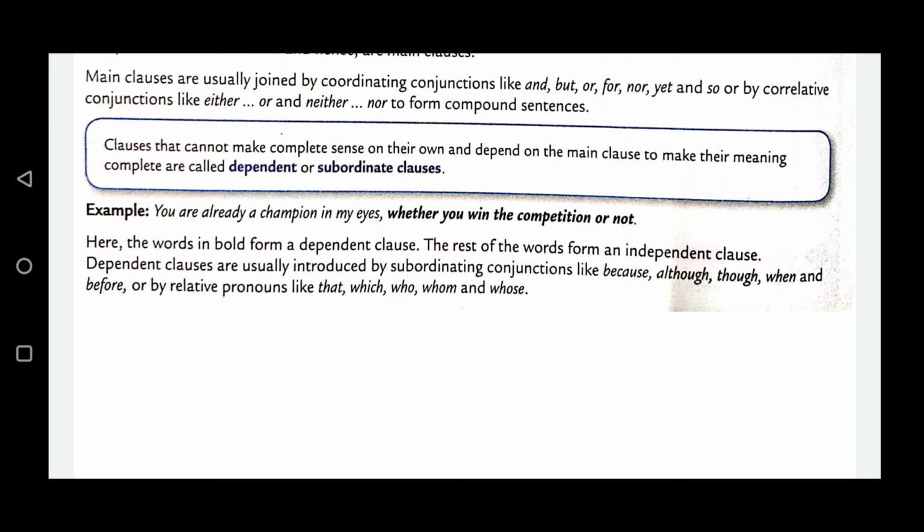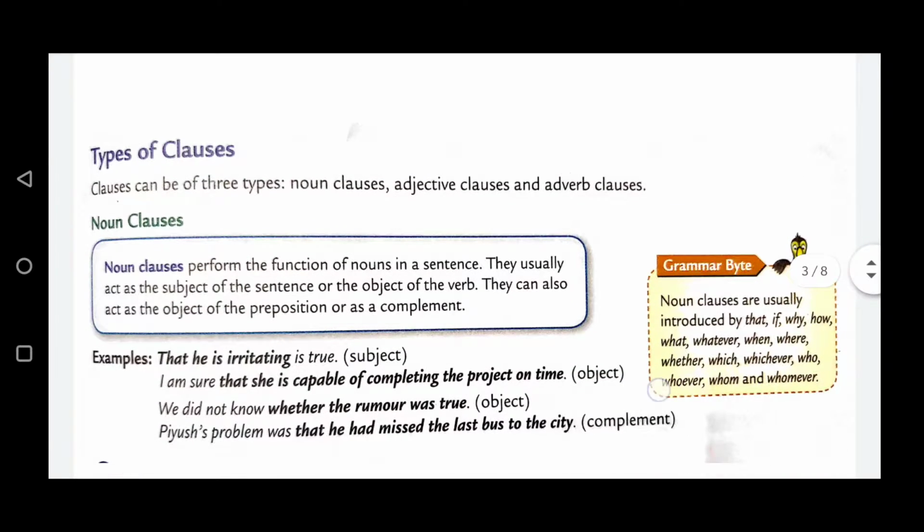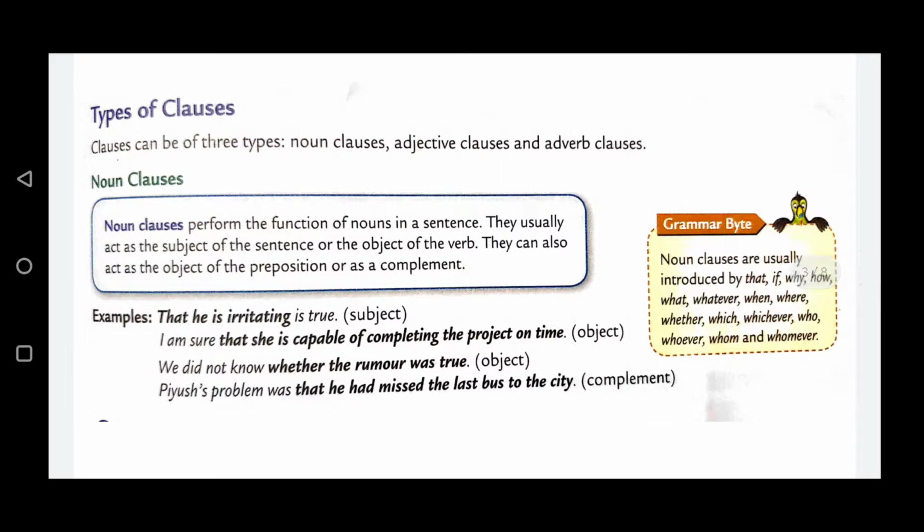Now, for subordinate clauses, basically we use subordinating conjunctions, that is because, although, though, when and before. Or sometimes we also use relative pronouns like that, which, who, whom and whose. We have to use these conjunctions to make our sentences complex sentences, and in complex sentences we can easily find our subordinate clauses.